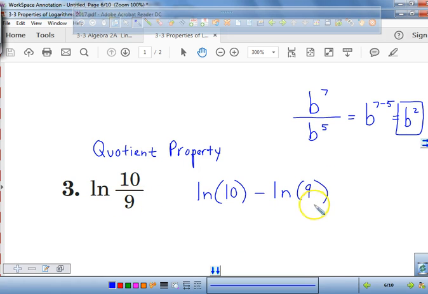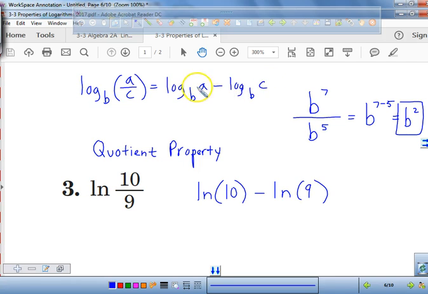These mean the same thing. Remember, the quotient property states if you have a logarithm of any base and you have a over c, that's the same thing as saying log base b of a minus log base b of c. I'll put this in parentheses so you know that's the order. Okay? What goes first? What always goes first?